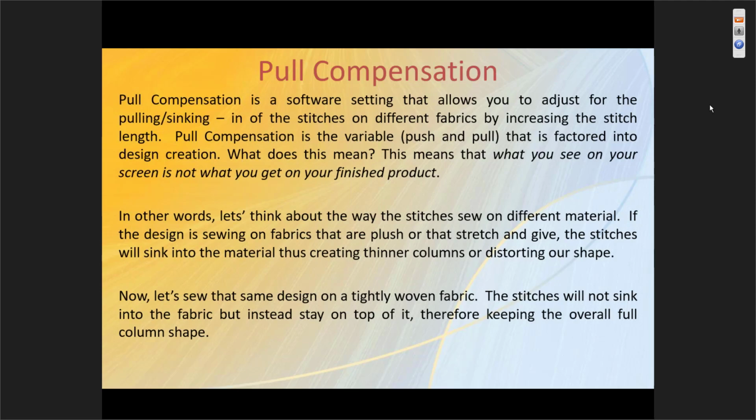So pull compensation 99% of the time is being increased because you are adjusting for the fact that when a stitch is formed, it's going to pull and make the stitches narrower. So you're usually overcompensating so that when that stitch is finished sewing, you're getting that width that you intended.